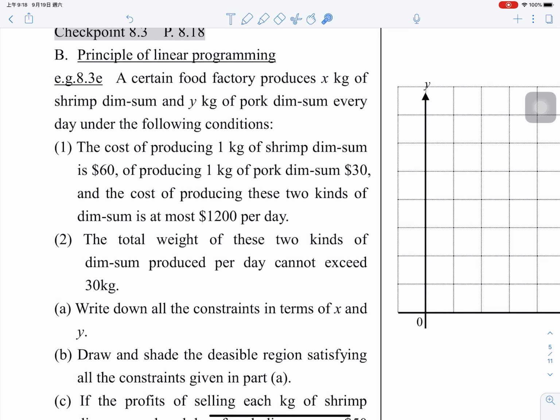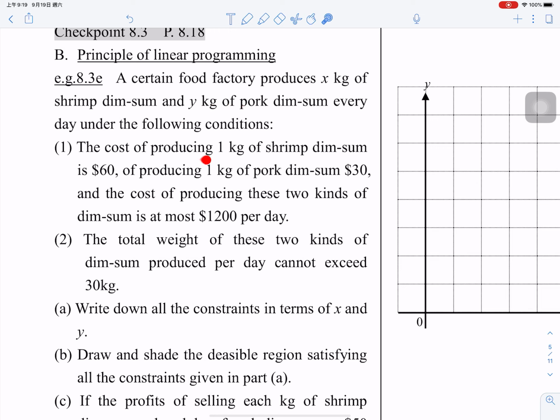Now is an example about linear programming. So let's have a look. A certain food factory produces x kilograms of spring dim sum and y kilograms of pork dim sum every day under the following conditions. So here we have some conditions.